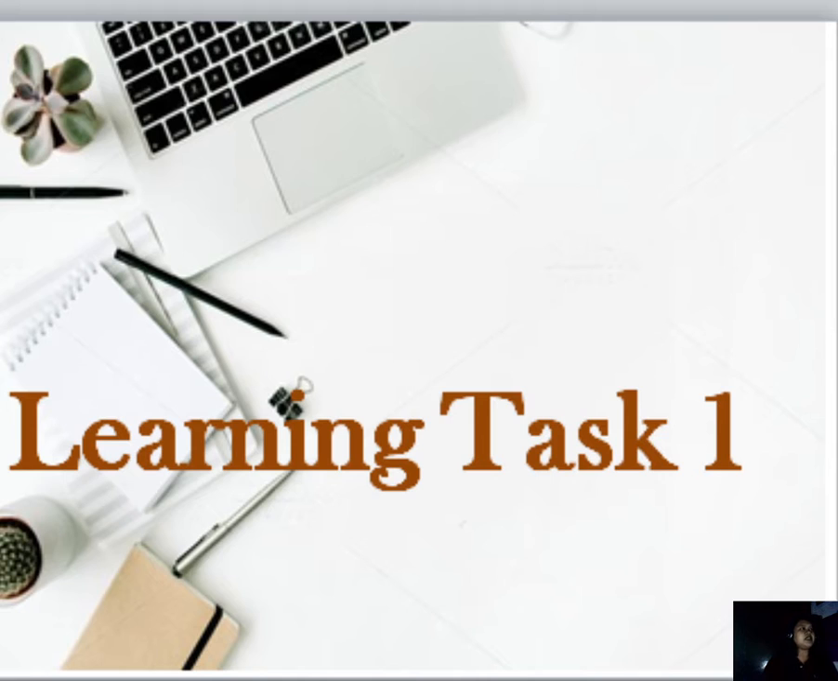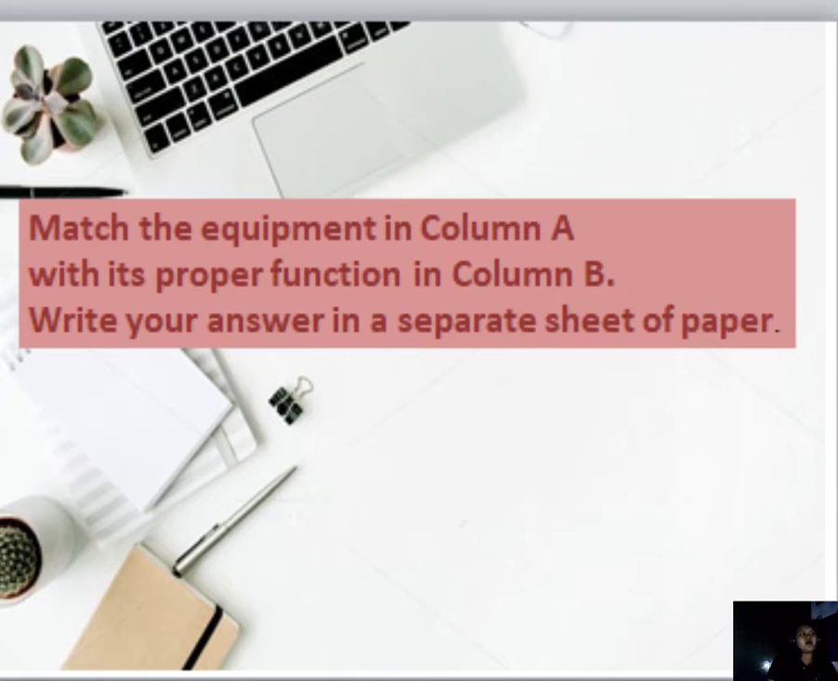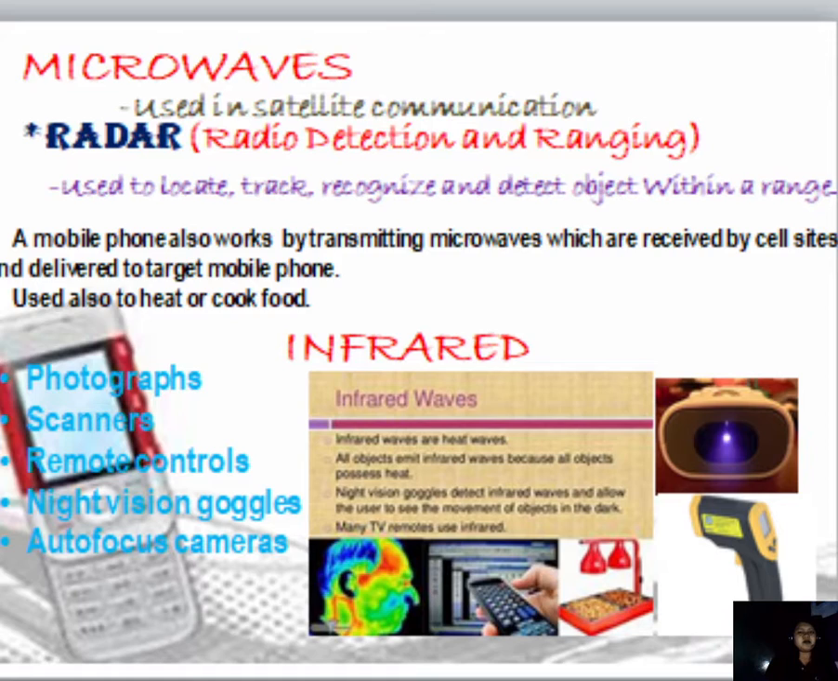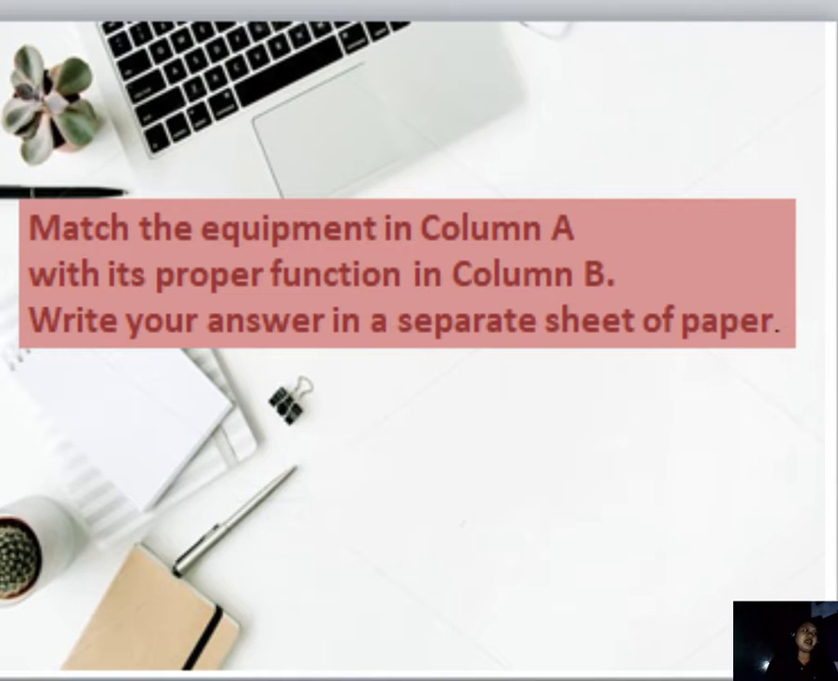On that part, we have learning task 1. Page 14, if I'm not mistaken, page 14 of your module. In learning task 1, this is the direction: you're going to match the equipment in column A with its proper function in column B. Write your answer on a separate sheet of paper. On our part, I gave you the answer sheet. You're going to write your answer on that answer sheet. Of course, answers only, since an answer sheet was given.